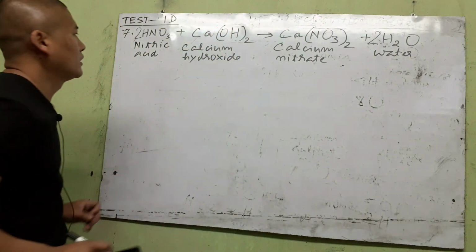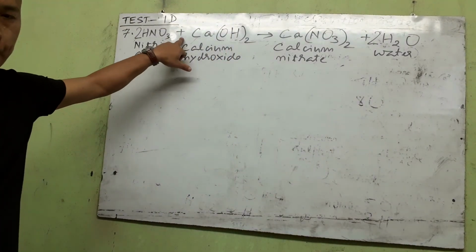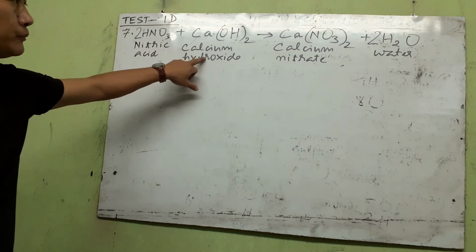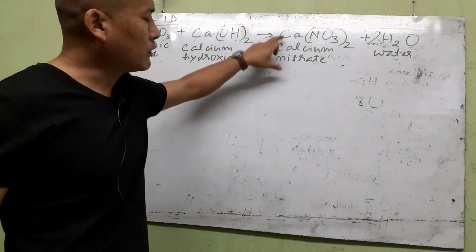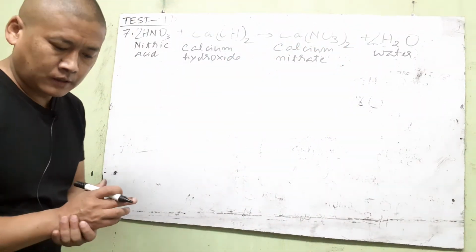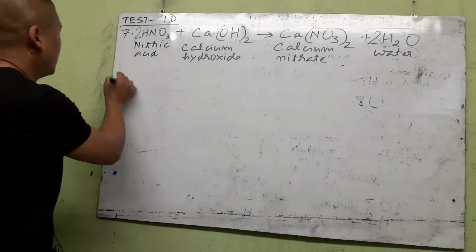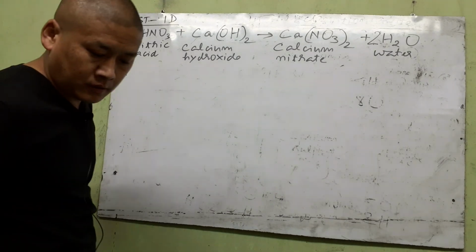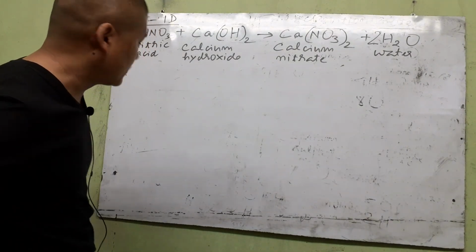The equation is 2 molecules of nitric acid reacts with 1 molecule of calcium hydroxide to give us 1 molecule of calcium nitrate and 2 molecules of water. Next question is 8. It's written there. Sodium hydroxide reacts with sulfuric acid.